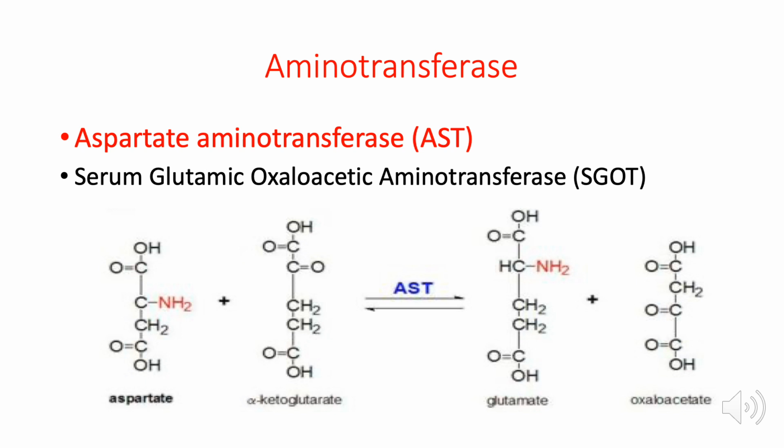The other name for aspartate aminotransferase is serum glutamic oxaloacetic aminotransferase. For you to easily remember that, look at the products of the chemical reaction. You have glutamate and oxaloacetate. And take note, AST, aspartate aminotransferase, is also known as SGOT. For you to easily memorize that, pag may asked, merong sagot. Sagot. Asked, AST, sagot, SGOT.